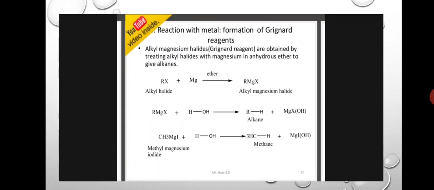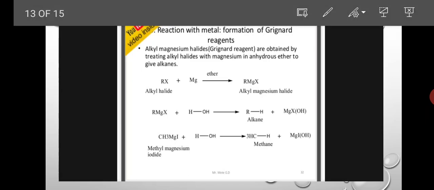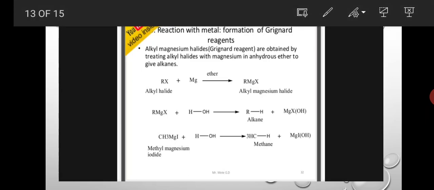And next is reaction with metals or formation of Grignard reagents. Okay, next reaction of alkyl halides is reaction with metals or formation of Grignard reagent. Alkyl magnesium halides are also called as Grignard reagents. So these alkyl magnesium halides are obtained by treating alkyl halides with magnesium in anhydrous ether.